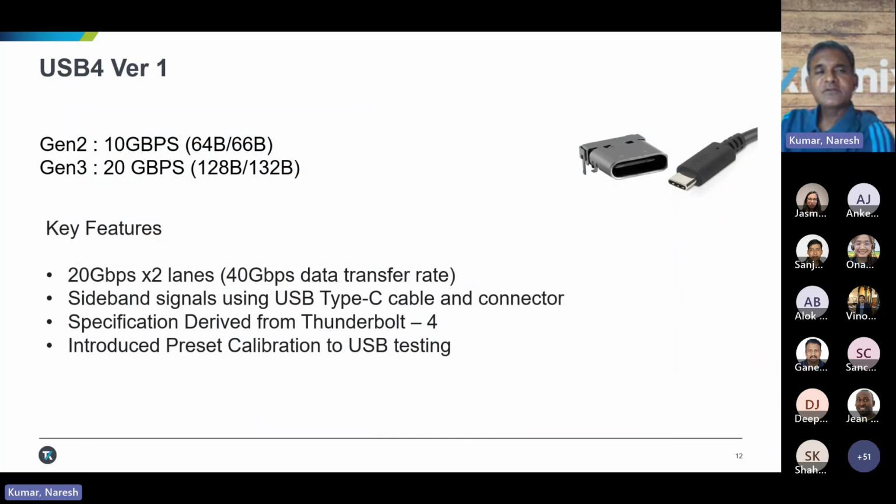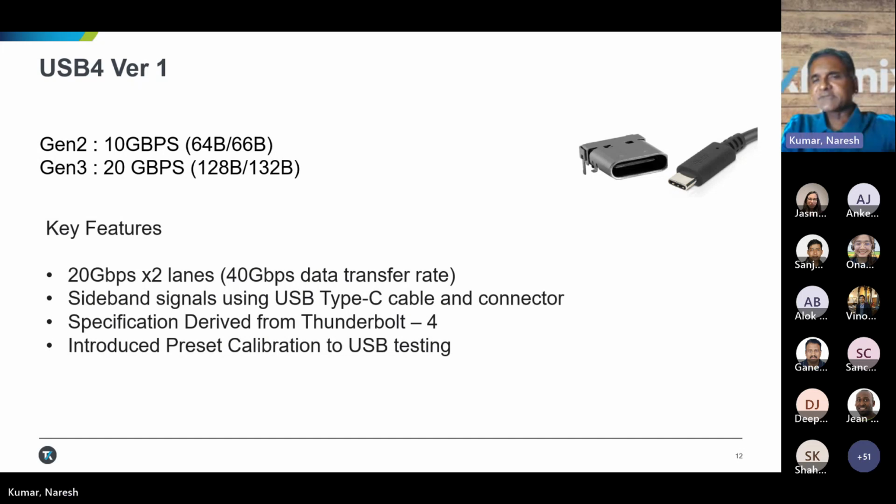So USB4 V1 talks of 10 gigabits per second and 20 gigabits per second. And over two lanes, we're talking of 40 gigabits per second data transfer rates. And important here is that preset calibration is also introduced in USB4 version 1. What does that mean? It means that when we are trying to provide test equipment, we also have to be aware that this calibration is important and this needs to be measured.